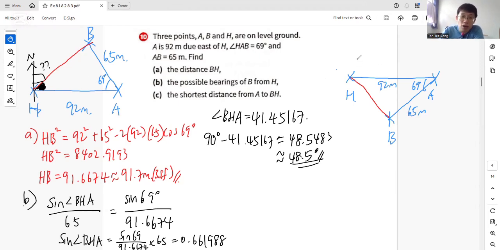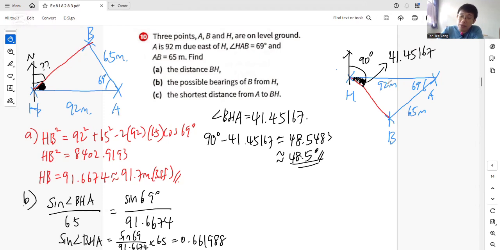So the bearing of B from H. Same thing, I draw a compass here, B. The angle is now actually 90 degrees plus this angle over here. If you think about it, this angle over here, we actually found it in part A, in the previous diagram. This is also angle BHA, 41.45167.